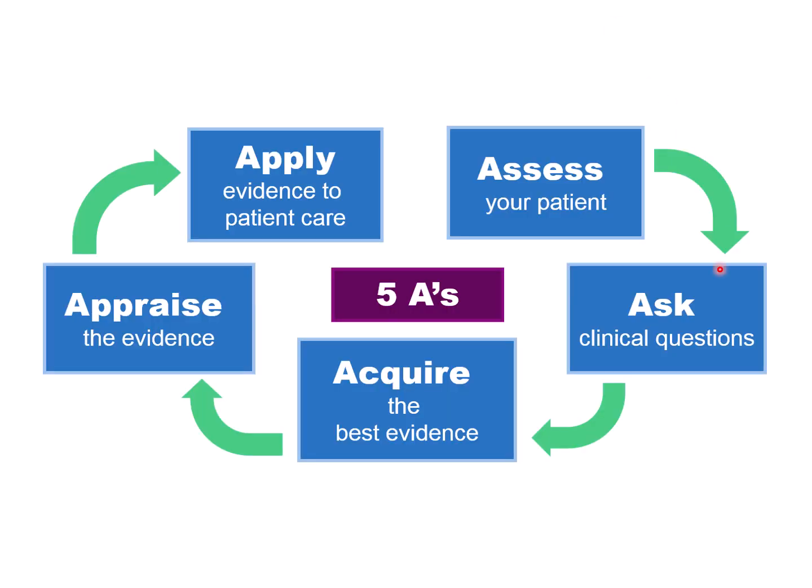So coming back to the cycle again, 5 A's. Assess, ask, acquire, appraise, and apply. So we have done assessment and ask, two things. And acquiring the evidence, we have looked into the AI tools, we have looked into the best practice pre-appraised sources. So next, the appraisal part, that appraisal part will be covered in critical reading of medical literature. There are critical reading checklists, appraisal checklists that I will be discussing in another video.